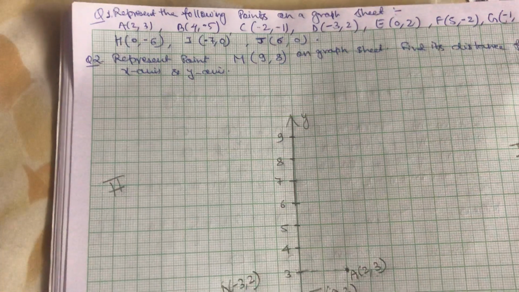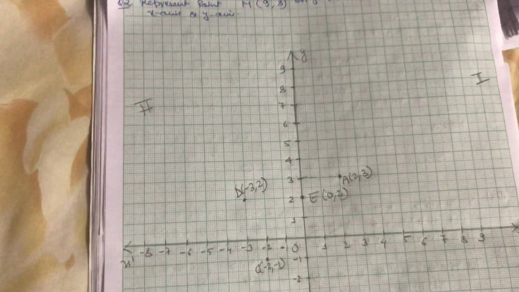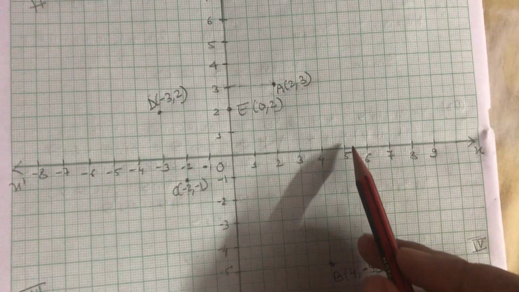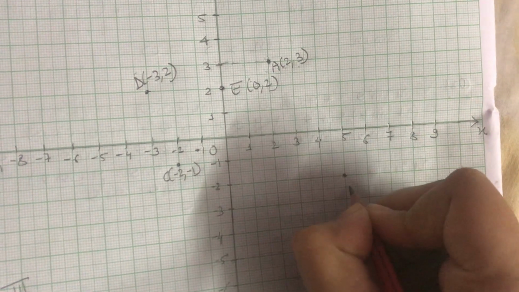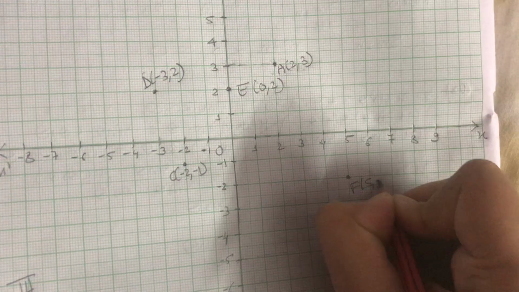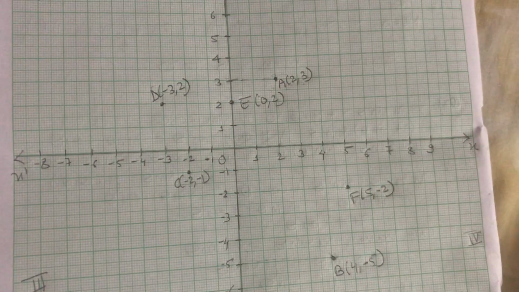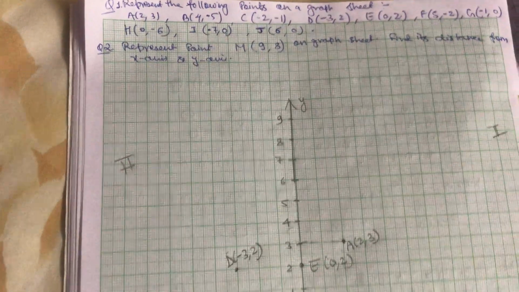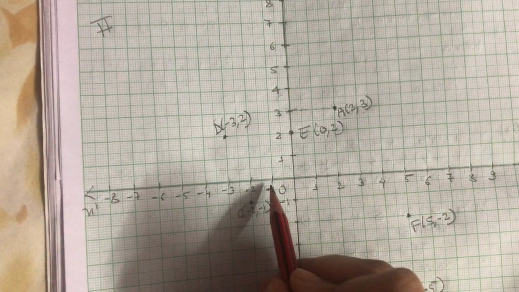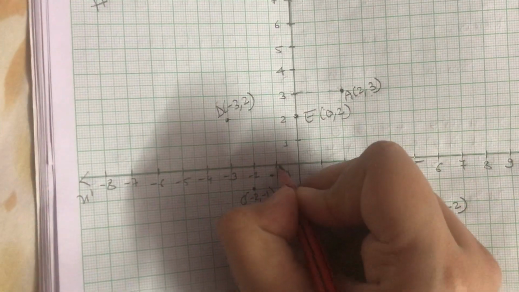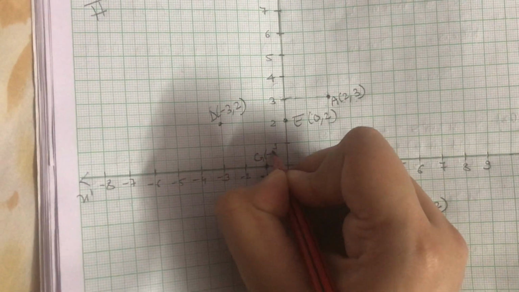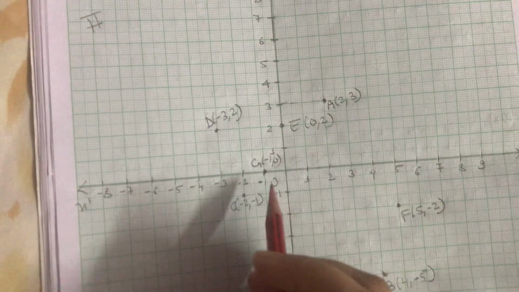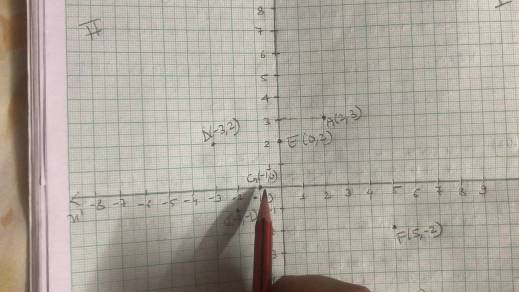The next is F, which is 5 and minus 2. So x equals 5 and y equals minus 2. So this is my next point, F, which is 5 and minus 2. The next is G, which is minus 1 and 0. So x is minus 1 and y equals 0, which means it will lie here only, which is my point G, x equals minus 1, y equals 0. Again, it is not lying in any of the quadrants. It lies on the negative x-axis.